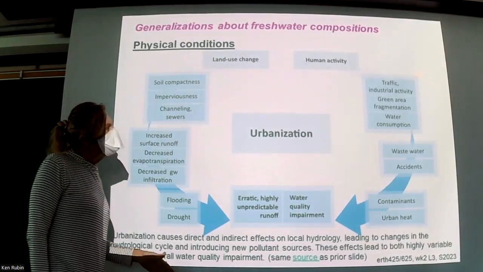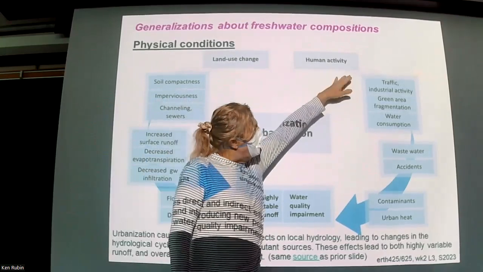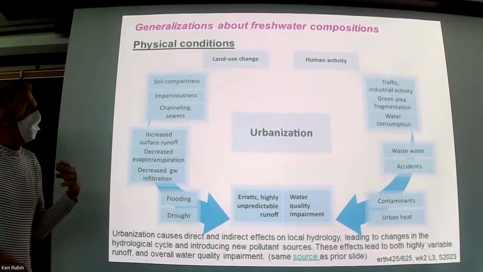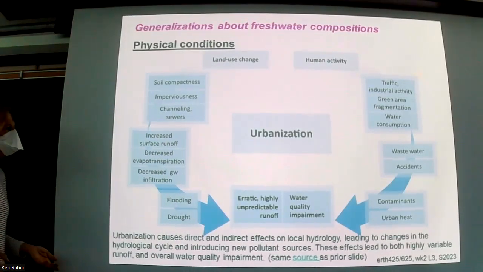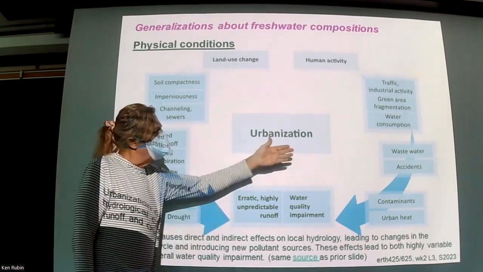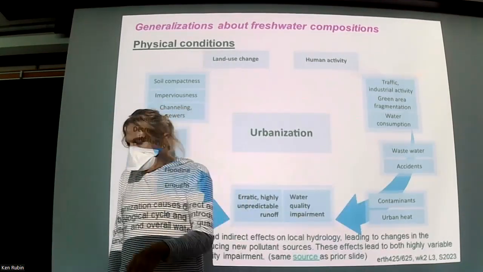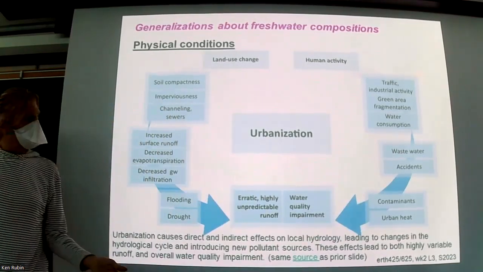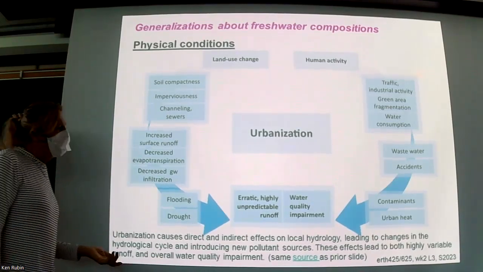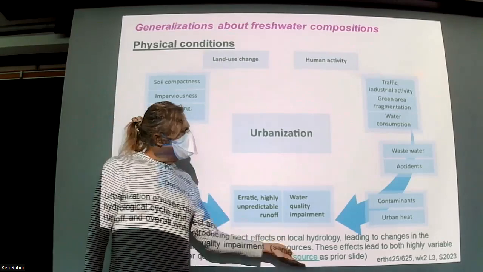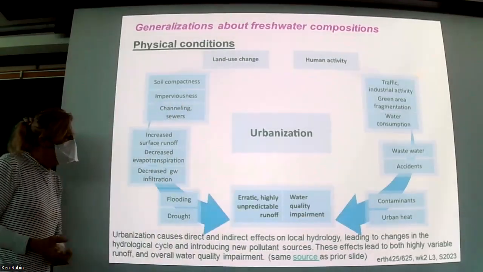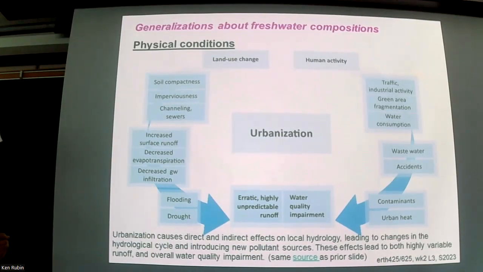But you can see the sorts of things that happen here, such as how have things like traffic and the amount of green area and the amount of water consumption by residents and businesses changed over time. What happens with the wastewater? Does wastewater always make it from its point of origin to the sewage treatment plant, or does it leak sometimes? How does it leak? Where does it leak? Contaminants that run off the land surface into the water. Heat, which is something that is concentrated in urban areas.